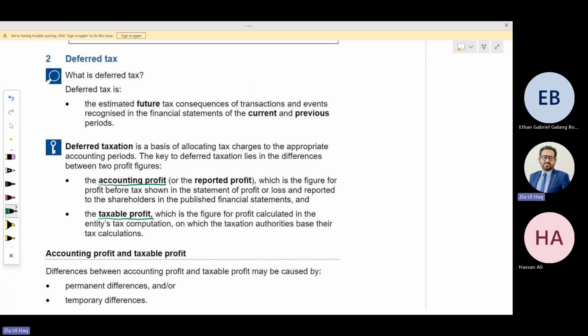So according to them, this means we need to deduct that warranty expense from the expenses. And by deducting this, profit will be more, tax amount will be more. So there is a consequence of deferred tax.